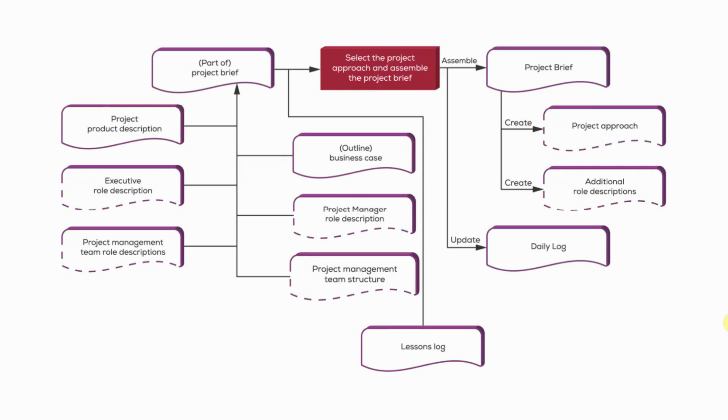Who's going to build it? Well, we've got our team structure and our role descriptions. And how is it going to be done? We've got the project approach. So the project brief really is designed to answer those very big questions as to why, what, how, and who is going to deliver. So we assemble the project brief, we incorporate the outline business case, incorporate the project product description, incorporate the project approach, review the project management team structure, the role descriptions, and obviously use our daily log to keep track of any identified risks and obviously informal stuff the project manager is keeping track of.